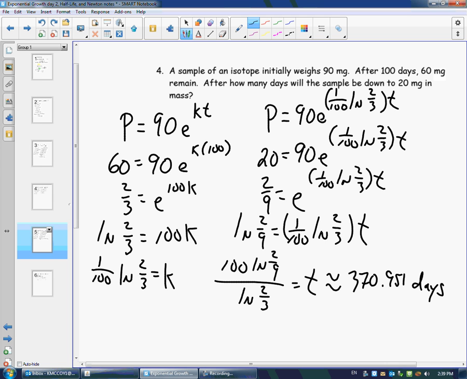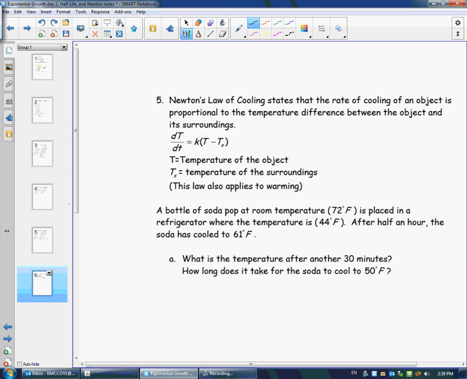So whatever this isotope is, it definitely doesn't have quite as long of a half-life as the other one did. This one takes about 371 days to get from 90 milligrams down to 20, so that's not nearly as bad. All right, one more example, and this is probably the big one.